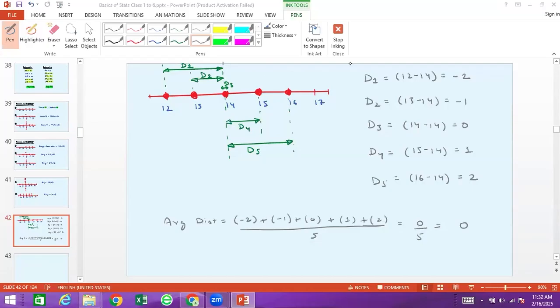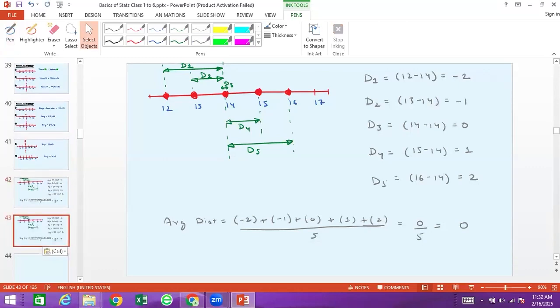So it means that I need to remove the signs. The problem is with the sign. I have minus 2, ideally it should have been only 2. This minus 1 ideally should have been only 1. So we are looking at the unit size rather than the signed value. Right, exactly.